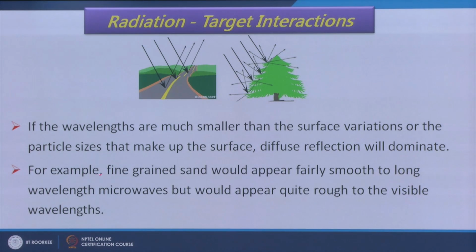For example, fine grained sand, especially present in desert areas, would appear fairly smooth to long wave microwaves, but would appear quite rough to the visible wavelengths.